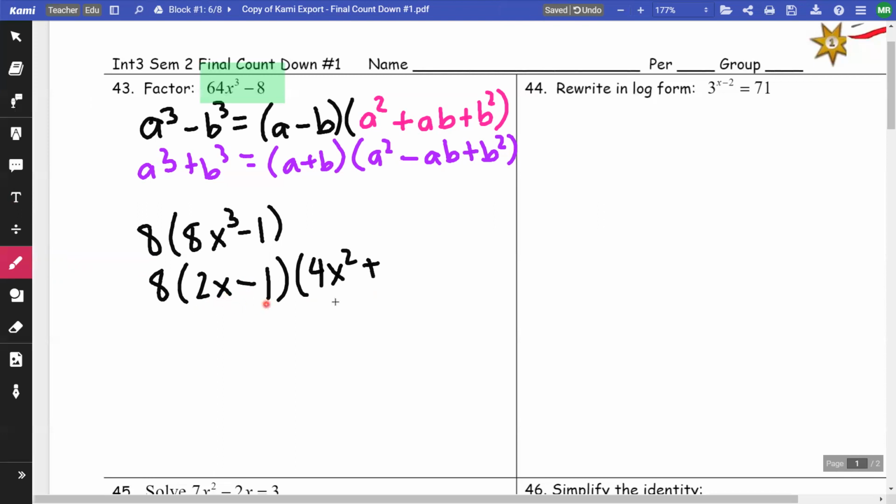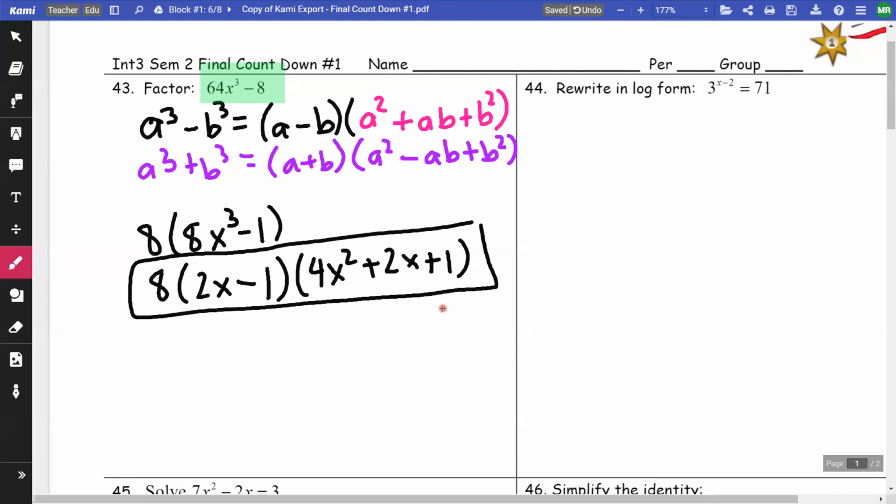Multiply these together. Just the 2x and the 1. You already got your sign. So that's going to be a 2x. And then square your negative 1, which is going to be a positive 1. And that is your answer. If you did not factor out the 8 first, they are cubes. So you would have gotten your answer, but you would have had to factor further. So please factor out first.